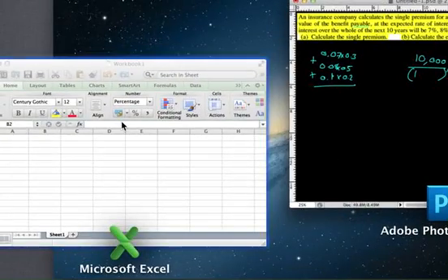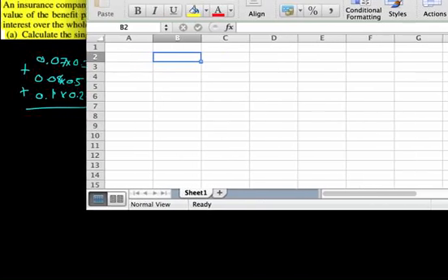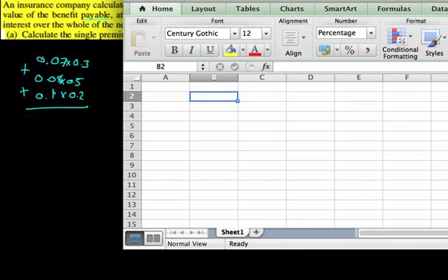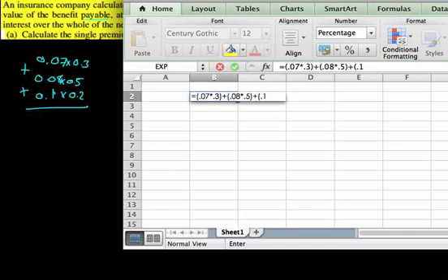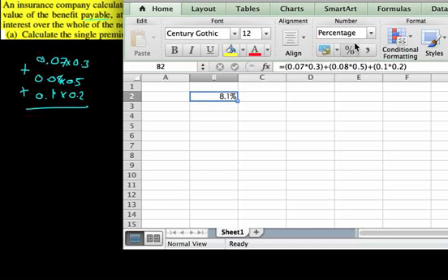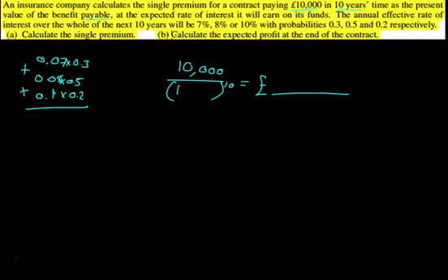I'm just going to bring Excel out of the dark and have a quick look. So what we've got down is equals 0.07 times 0.3 plus 0.08 times 0.5 plus 0.1 times 0.2. And what do we get? We get about 8.1%. Sorry, it's still in percentage values. So here we go, 0.081.